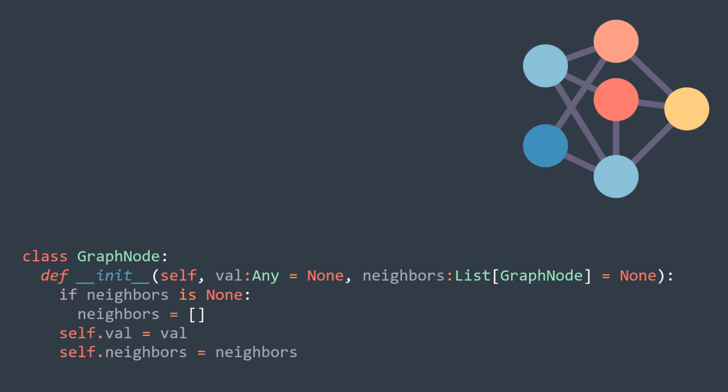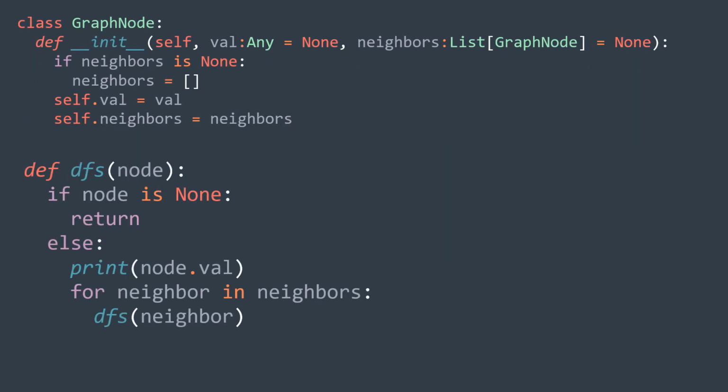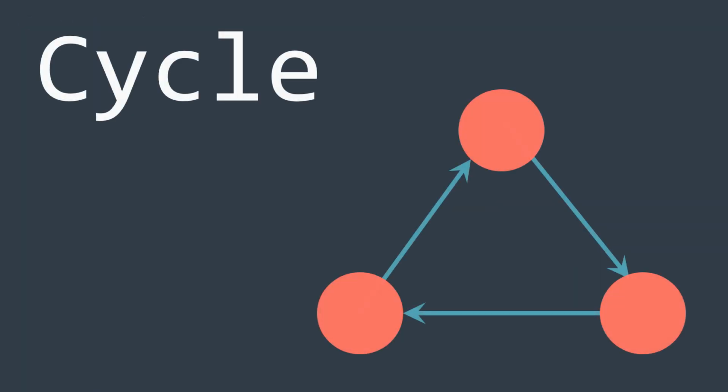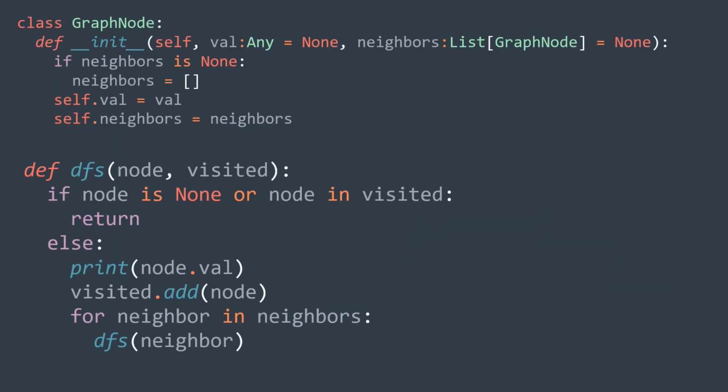To traverse a graph in depth first search, we start from any node, we read its value, then we traverse its neighbors recursively. But a graph can contain cycles, which would cause an infinite recursion. So to avoid this, we use a set of visited nodes to be able to check if we didn't visit a node before. The graph is a really interesting data structure.